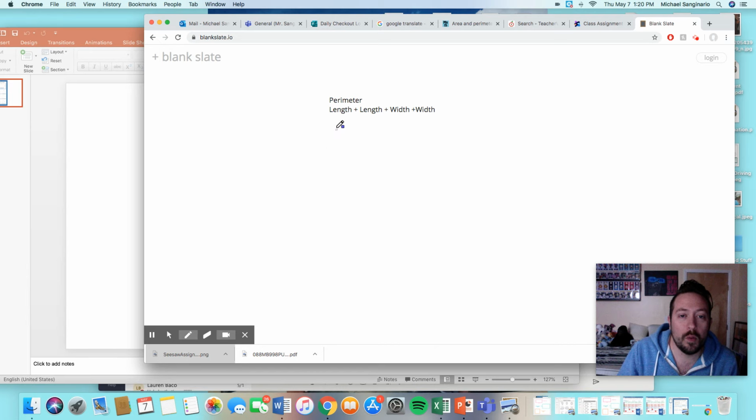So basically, the formula is you're adding the length plus the length plus the width plus the width. Now, we're working with squares and rectangles.